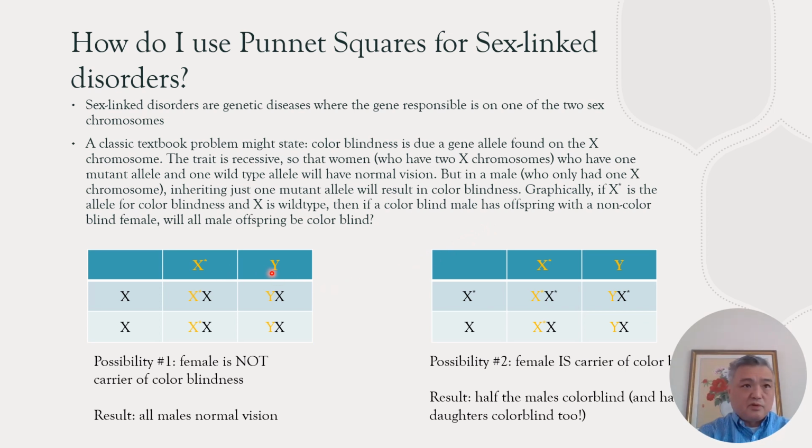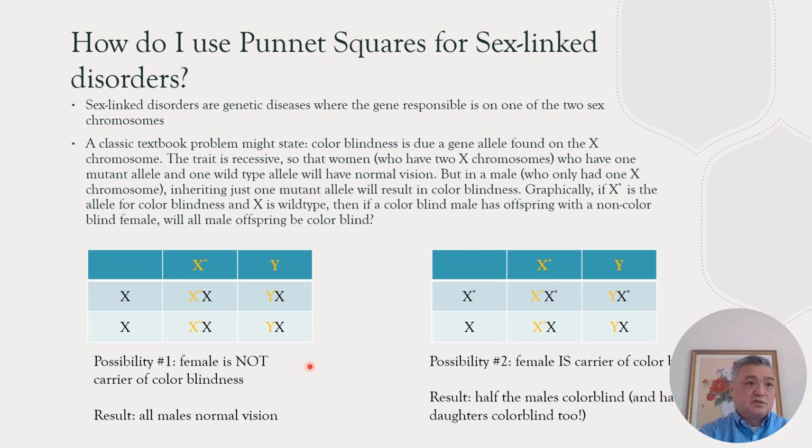Let's represent the father again, shown in teal. You know that he's colorblind, so he has to have an X star allele. He's a male, so he's got a Y. That's the only possibility for him. The mother could have two normal X's, or she could be a carrier with one X star. In either case, her phenotype would be normal vision.